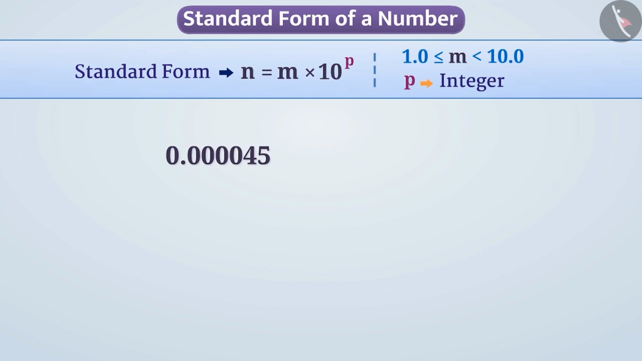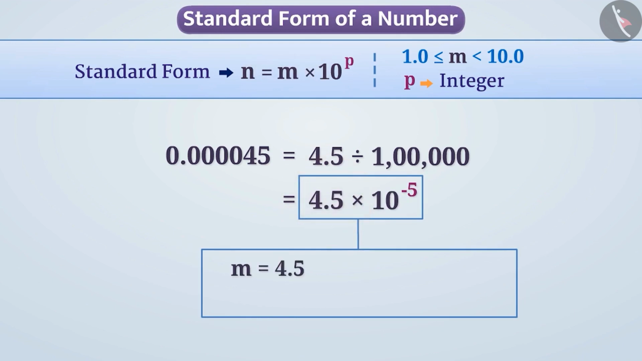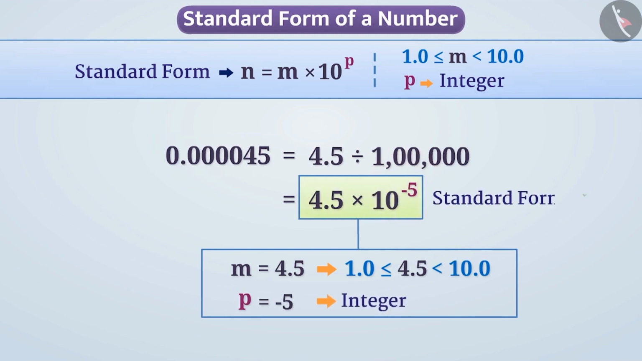Now let us look at this number. We can represent this number as follows. We write this in exponential form as follows. Now, we see that the value of m here is 4.5, which is greater than 1.0 and smaller than 10.0. And the value of p is minus 5, which is an integer. In this way, it is the standard form of this number.